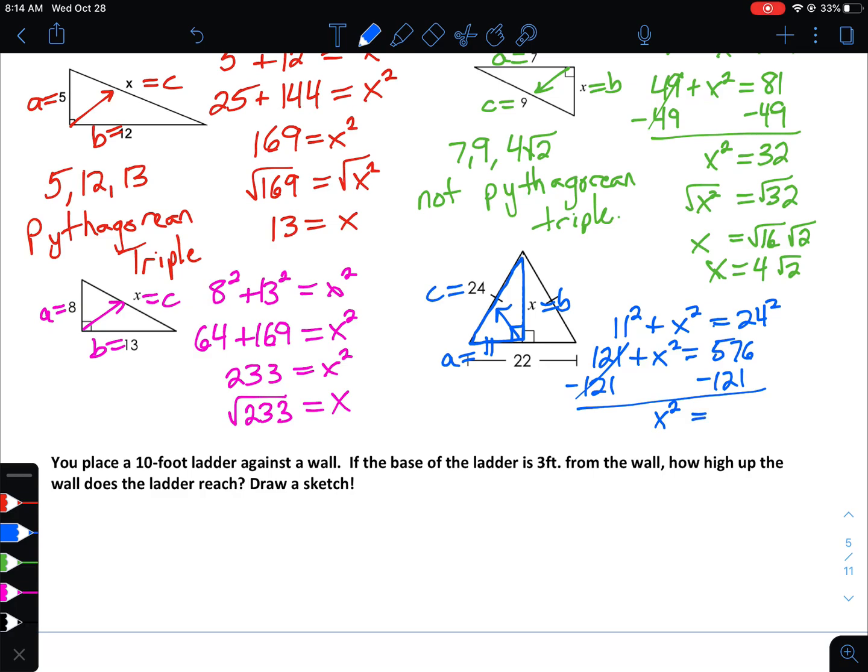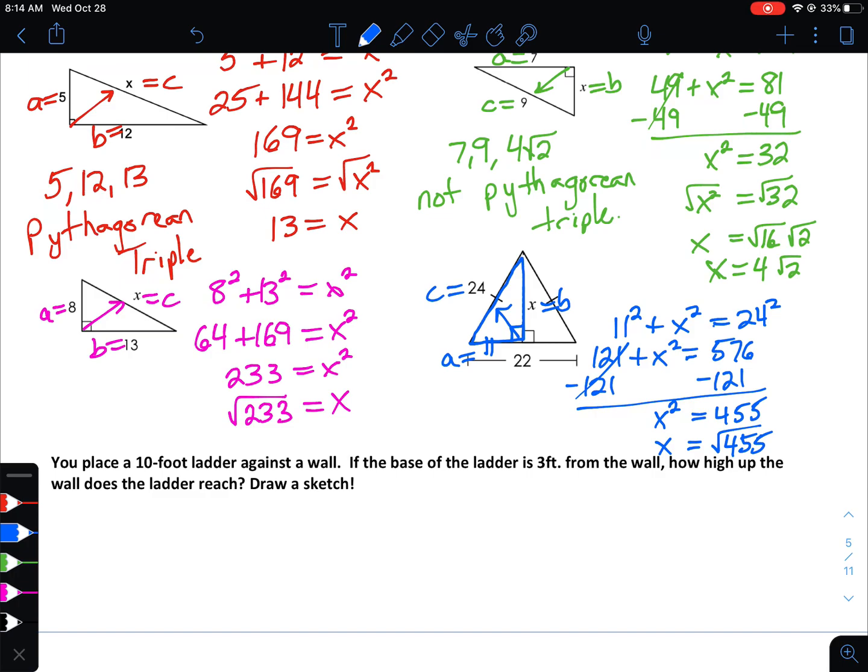We'll get that x squared is equal to 455. And then to get x by itself, just take the square root of each side. So x is equal to the square root of 455, which again will not simplify. So that'll be how we'll leave our final answer.